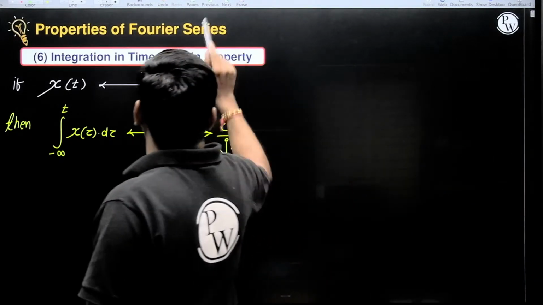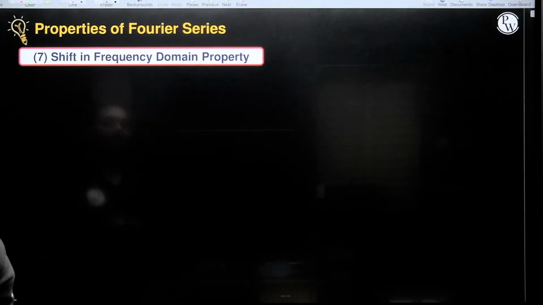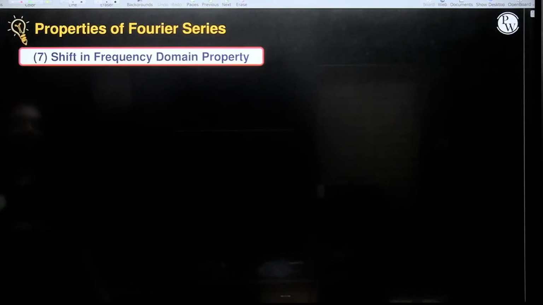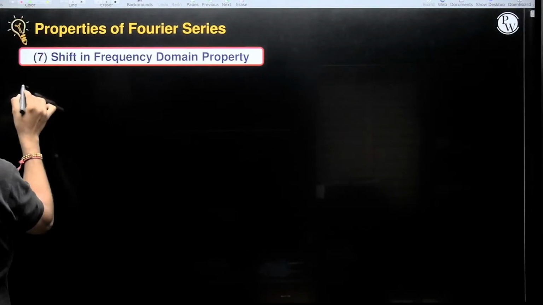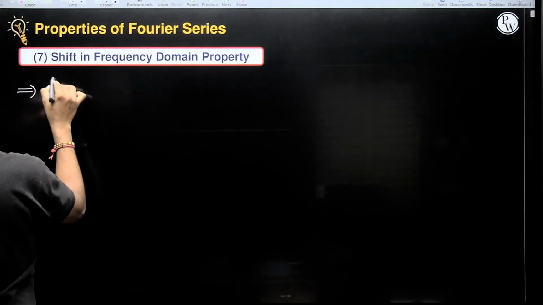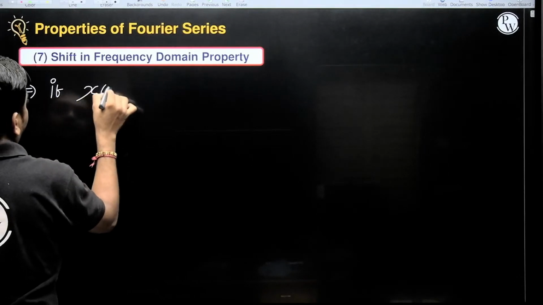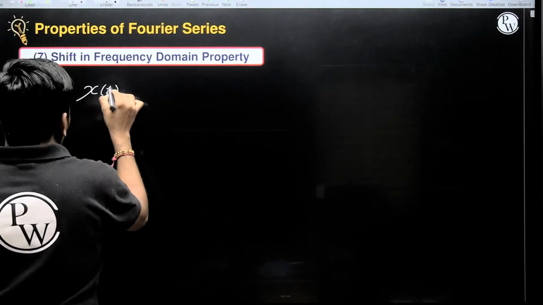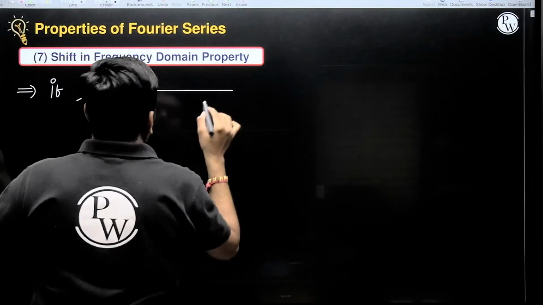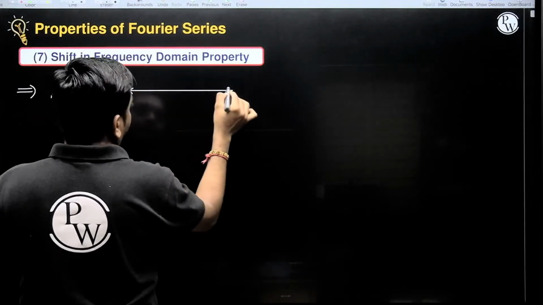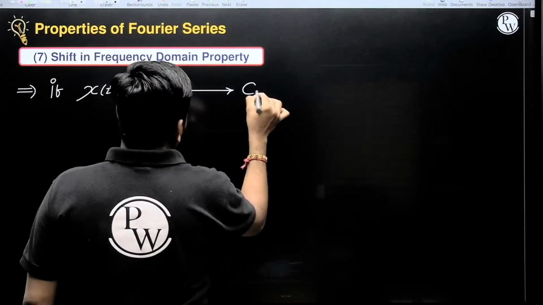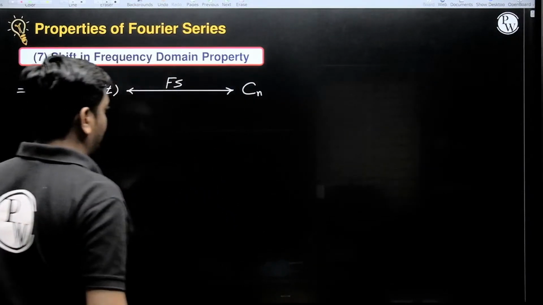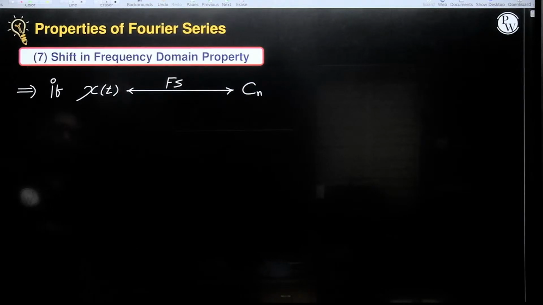Very good. Next is shift in the frequency domain. Like the time shifting property, you can say this is a frequency shifting property. This property says that the Fourier series of the periodic signal x of t has coefficients Cn.